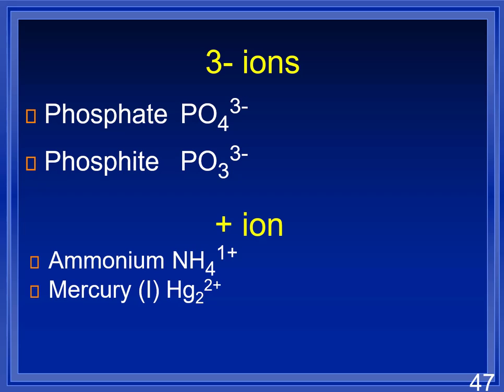This is just a tiny fraction of all the possible polyatomic ions. You walk into a Chinese restaurant, they usually have a sign up that says no MSG. MSG stands for monosodium glutamate. Glutamate is a polyatomic ion. The "ate" at the end of glutamate always tells you it's a polyatomic ion. And what it does is it gives the savory flavor.